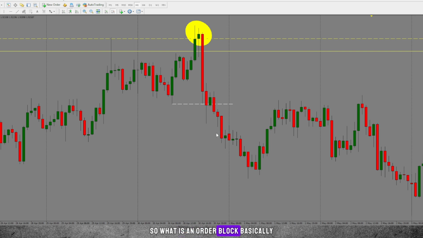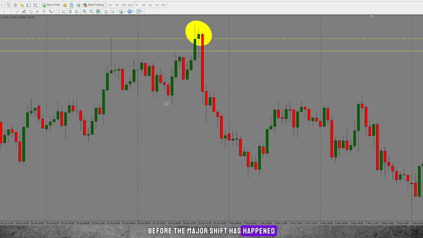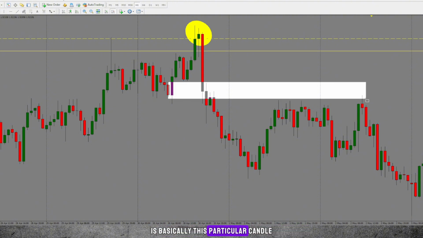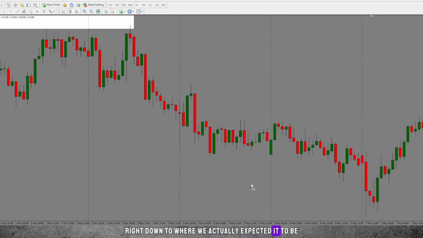So what is an order block? Basically, it is a point that we derive from the last candle before the major shift has happened. The last candle before the major shift has happened is basically this particular candle. It's high and it's low, we protrude it into the future. So after the shift, the market is expected to come back to the order block for the next move. We can see that the market shifted, then went back to the particular order block, and then it shifted right down to where we expected it to be.